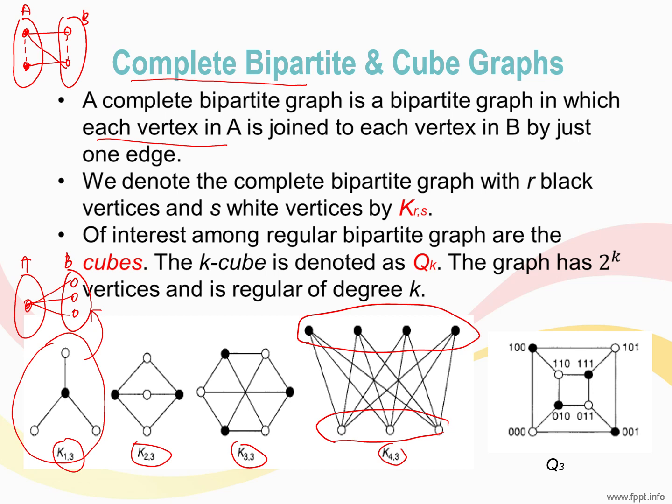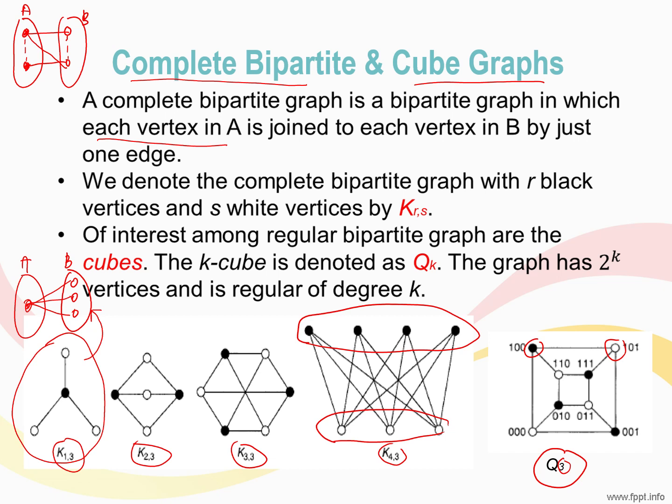One particular complete bipartite graph that we want to let you know here is called the cube graph. So this is an example of a cube graph. The notation used here is Q3. The 3 here refers to the degree of each vertex. So the degree of the black one equals 3, and the degree of the white one equals 3. So we denote the cube graph here as Q3.